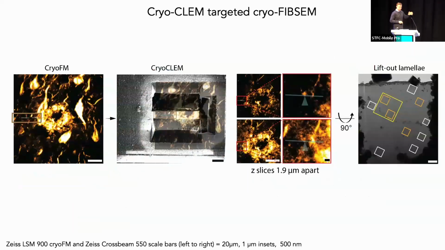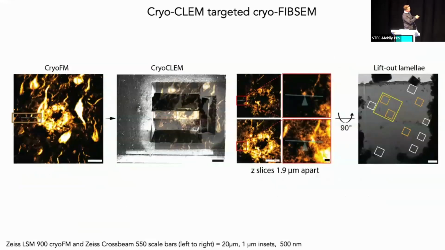We also investigated tau structure and organization using cryo-FIB-SEM. And we've heard about this before. We can generate lift-out lamella. In this case, we're generating lift-out lamella targeted at regions of amyloid pathology.